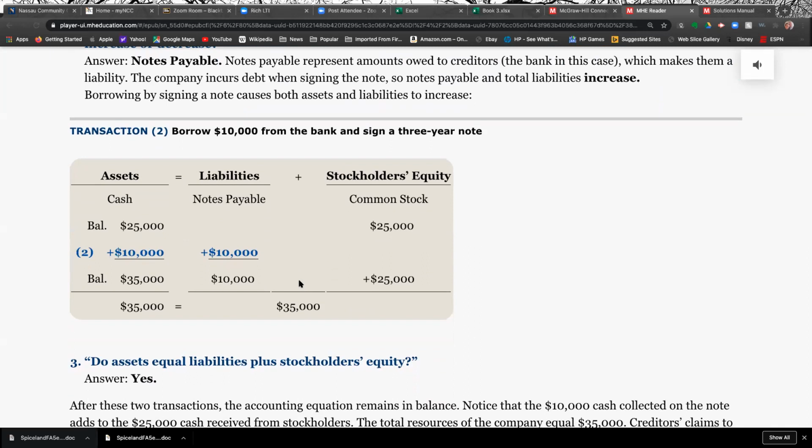Right, now here's another transaction. We borrowed $10,000 from the bank and we signed a note. Notes payable. So what happened to the left-hand side of the equation? We borrowed $10,000 from the bank. Our cash increased by $10,000, right? Cash is an asset that increased the left-hand side of the equation. Well, what happened to the right side? We have a liability now called notes payable. Notes payable also increased by $10,000.